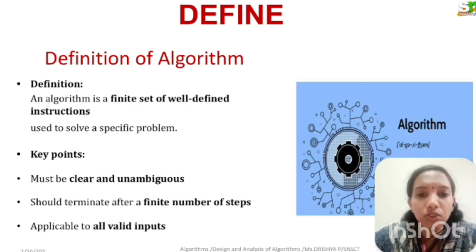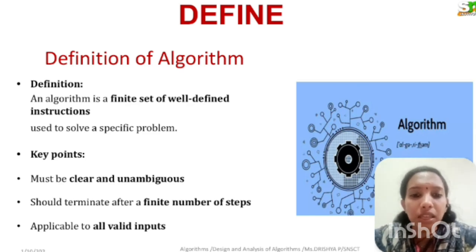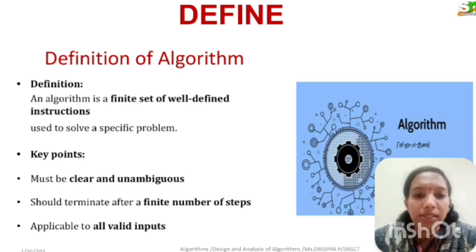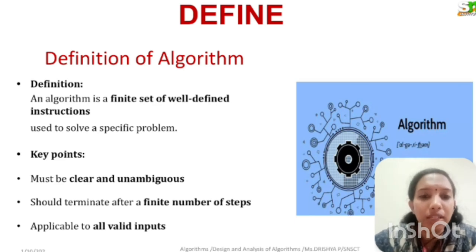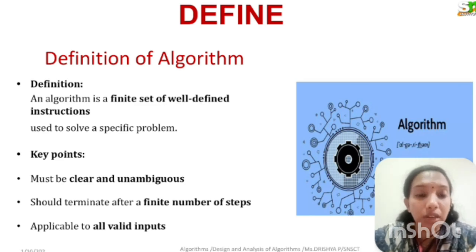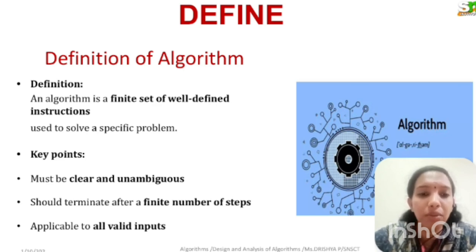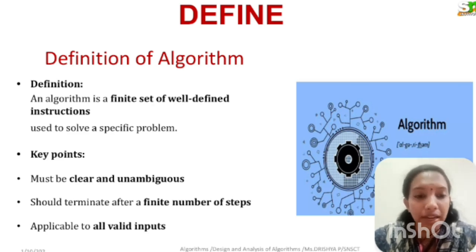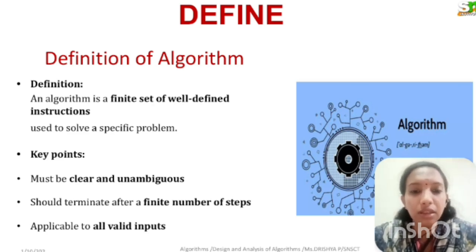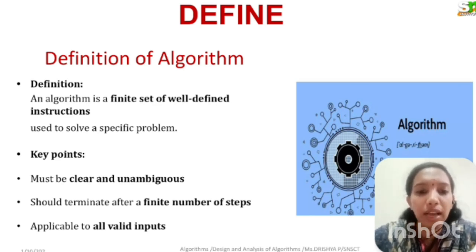Then those instructions are used to solve a specific problem. Some key points are: it must be clear and unambiguous, it should terminate after a finite number of steps, and be applicable to all valid inputs. These are the key points of algorithm. Mainly it must be clear and unambiguous. The algorithm should be in a clear format for writing a program. Then it should terminate after a finite number of steps. We have a starting and an ending. The termination is important. After a number of steps it should end, and be applicable to all valid inputs.